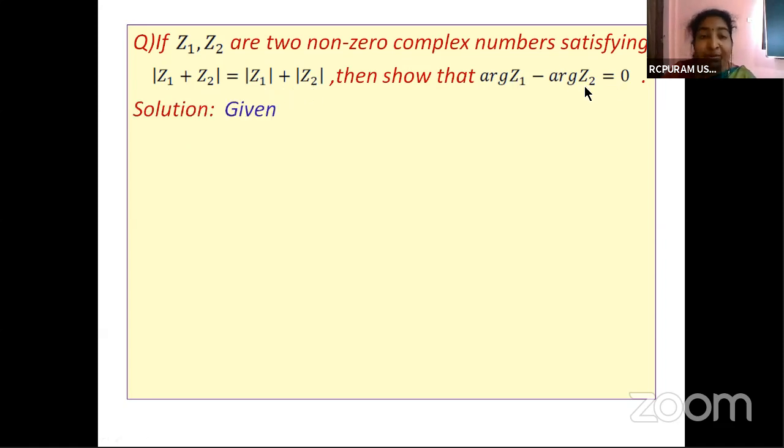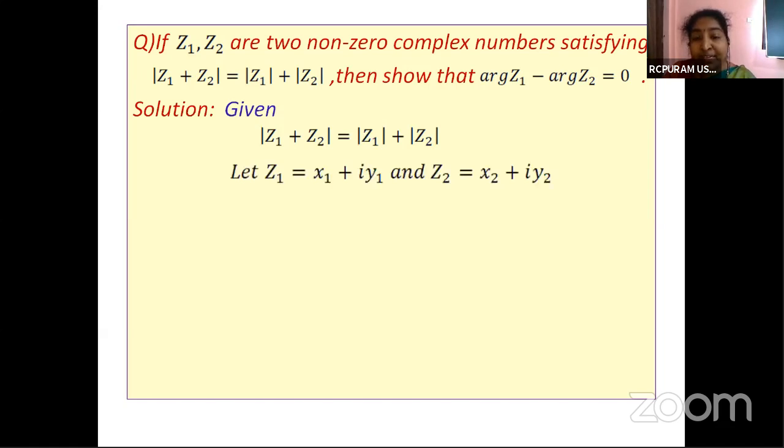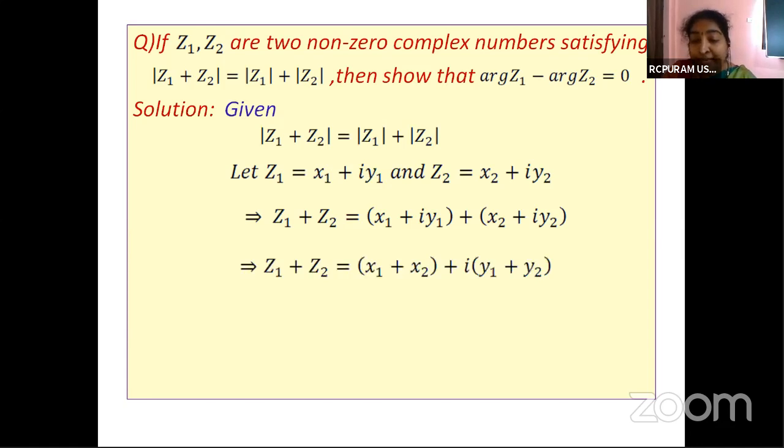So we'll start doing the problem, children. Now first we will take the condition given to us: mod of Z1 plus Z2 is equal to mod Z1 plus mod Z2. Then let us consider Z1 is equal to X1 plus iY1 and Z2 is equal to X2 plus iY2. Then first we will calculate what is Z1 plus Z2. Z1 plus Z2 is X1 plus iY1 plus X2 plus iY2. We will rearrange this with the real part and imaginary part separated. So Z1 plus Z2 is equal to X1 plus X2 plus i into (Y1 plus Y2).